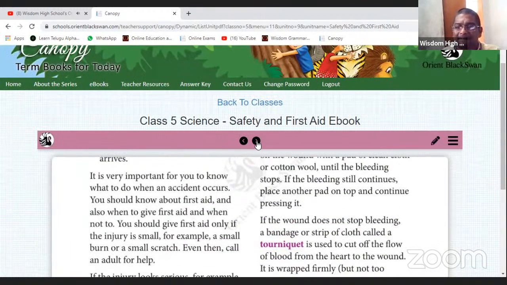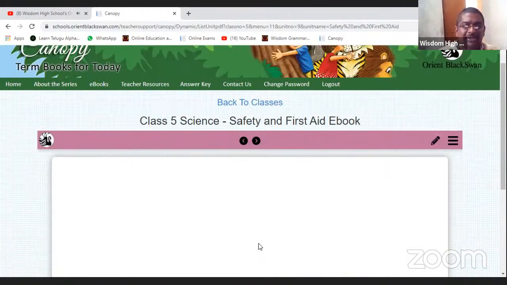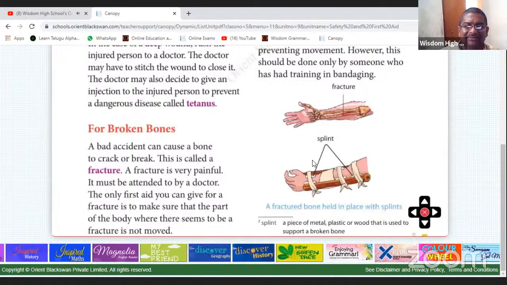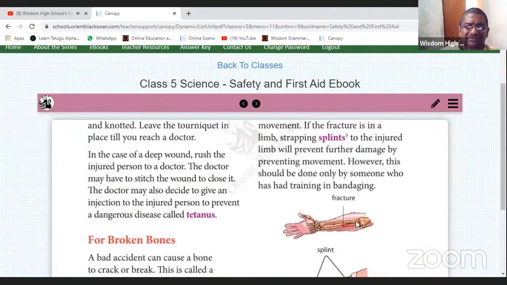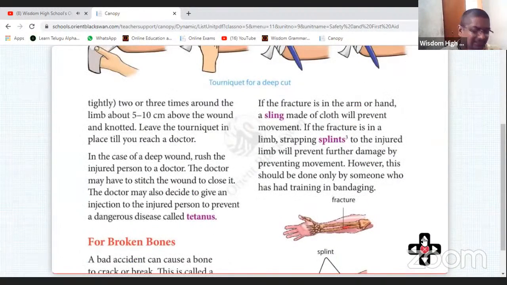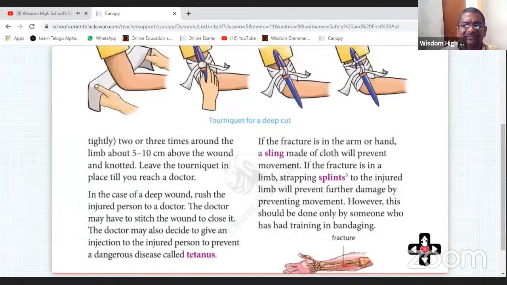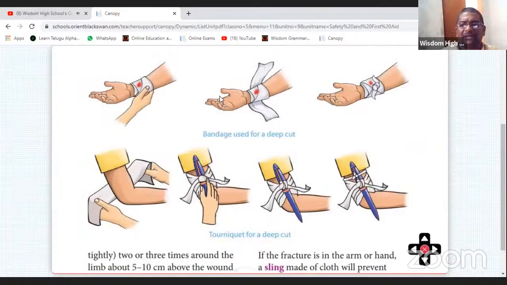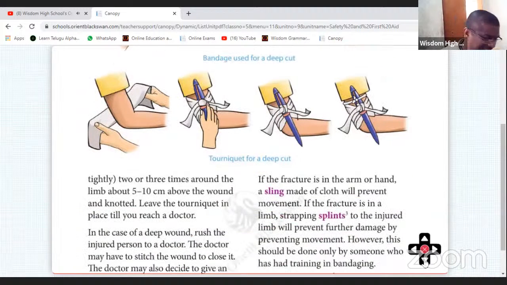It is wrapped firmly, but not too tightly. You understand? See, what is a tourniquet? Here you can identify that a bandage is used for a deep cut. You can observe the diagram. A bandage is used for a deep cut. A tourniquet for the deep cut.